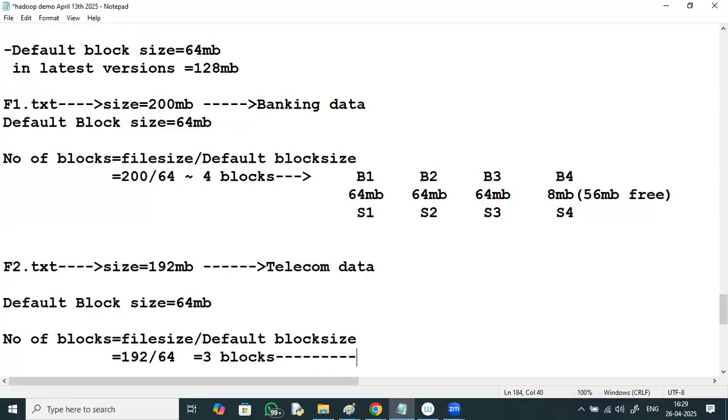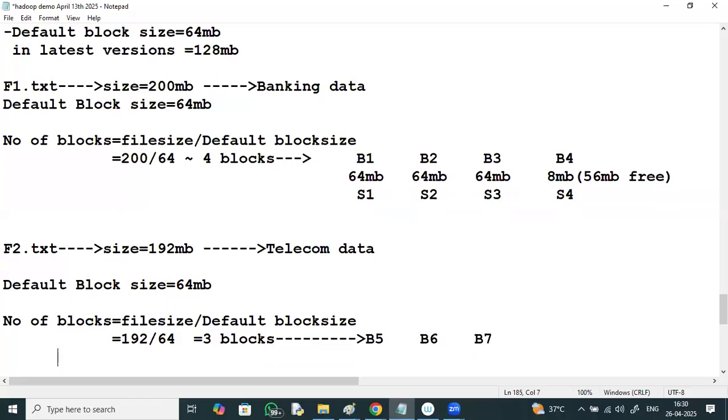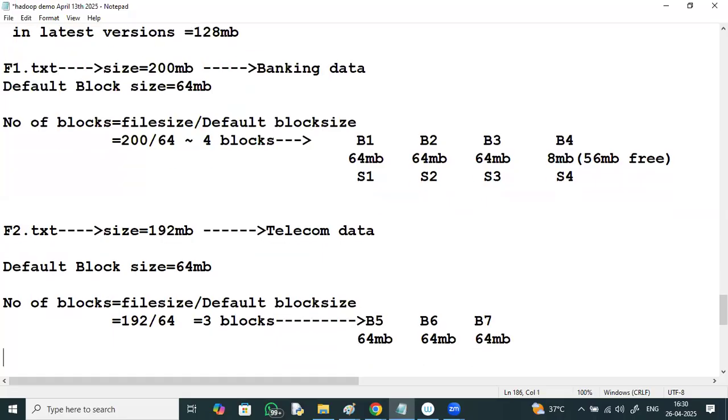Three blocks means, for example, B5, B6, B7, and B5 has 64 MB, B6 has 64 MB, and B7 also has 64 MB. So here in B5, S5, in B6, S6, in B7, S7, right?